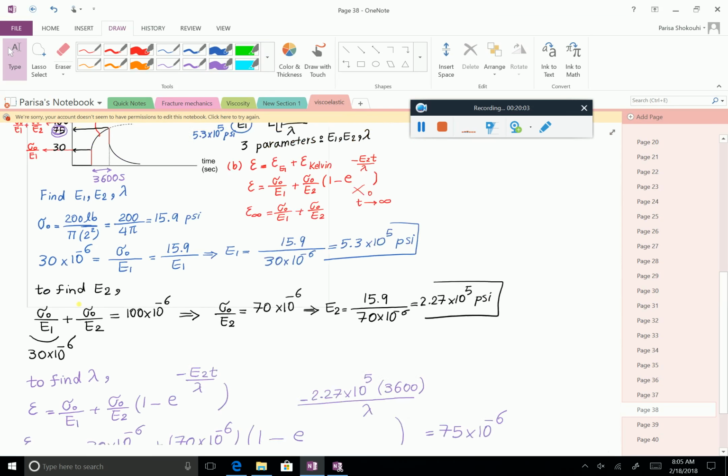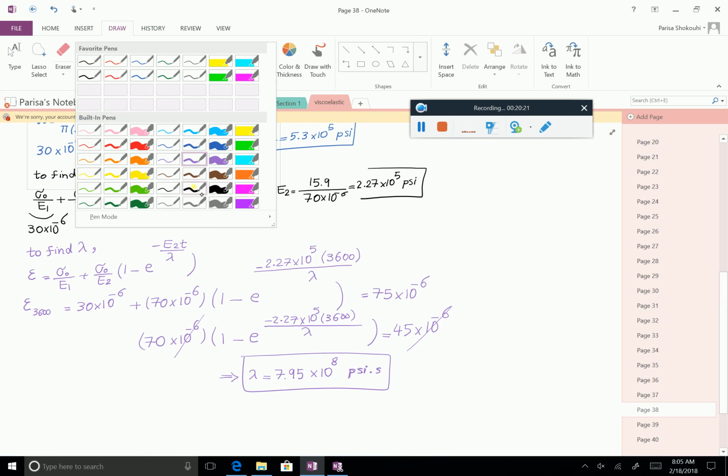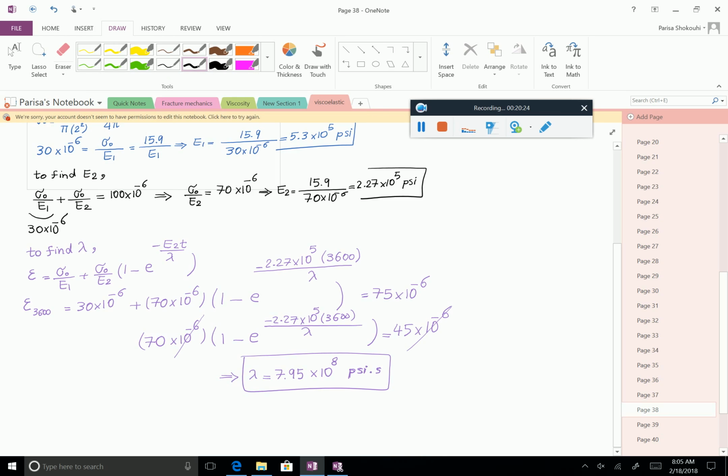So now we already could find the three parameters. I don't know, maybe it's useful here to show how we exactly get lambda, because you may not be very familiar with this exponential term. So for those of you who need to see the details, let me add more details here.